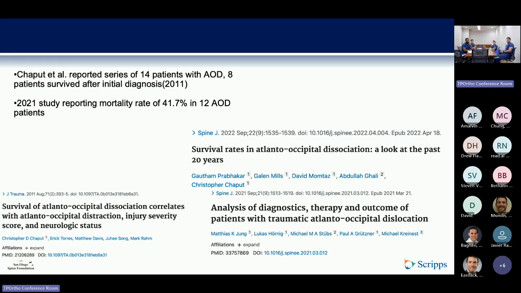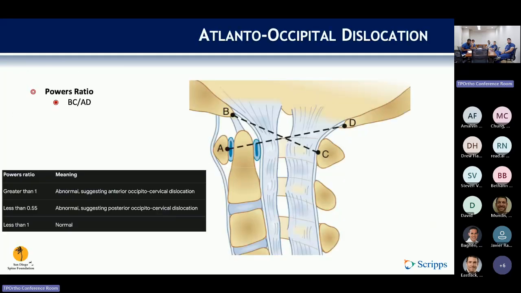He recently published and demonstrated a similar experience in their single center. Indeed, a significant decrease in the more recent years. So, enough of the backstory.